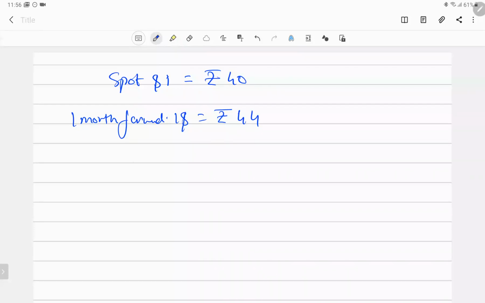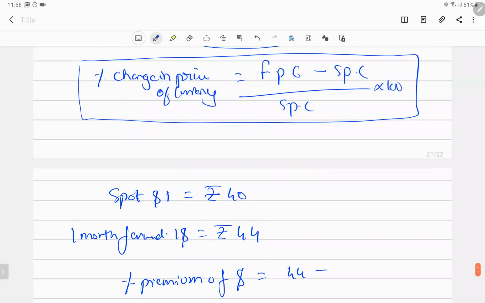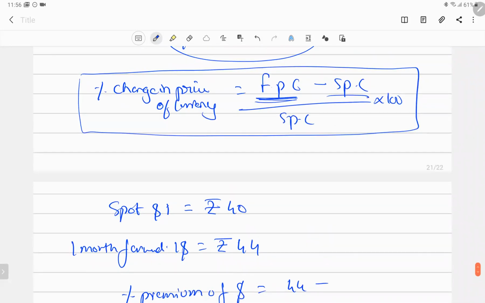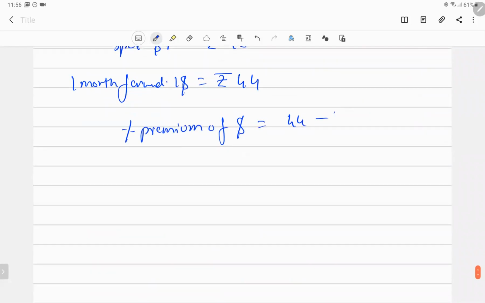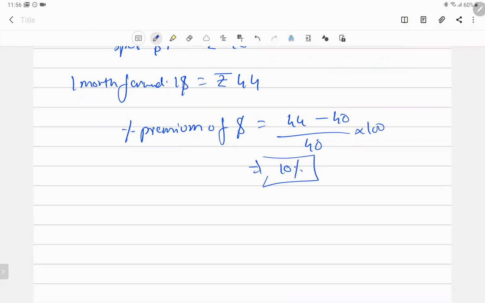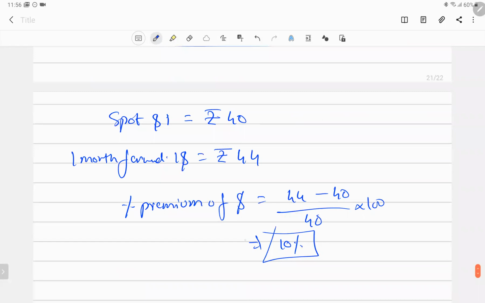So you can say what is the percentage premium of the dollar. You can find out the percentage premium of the dollar. Here it is the forward price of the currency minus the spot price of the currency, divided by the spot price of the currency, into 100. That is 10%. So it means that the percentage premium of the dollar is 10%.